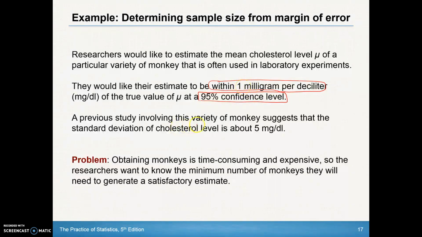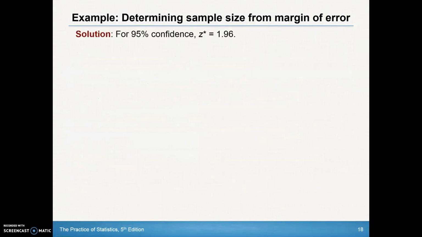It says a previous study involving this variety of monkey suggests that the standard deviation of cholesterol level is about 5 milligrams per deciliter. So again, a previous study suggests that's our standard deviation, so we're going to borrow that. So here's the problem. Obtaining monkeys is time-consuming and expensive. So the researchers want to know the minimum number of monkeys they will need to generate a satisfactory estimate. So we're going to determine that sample size.